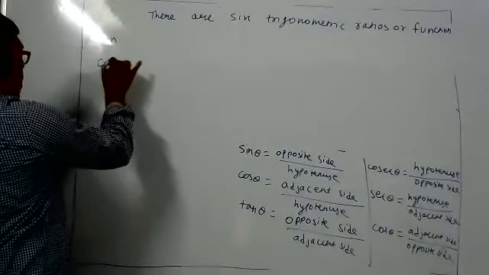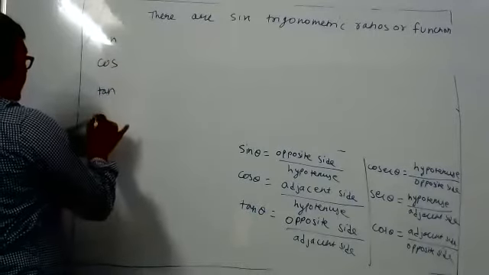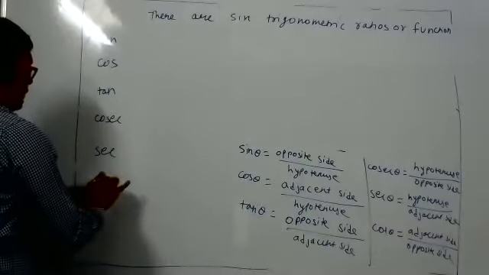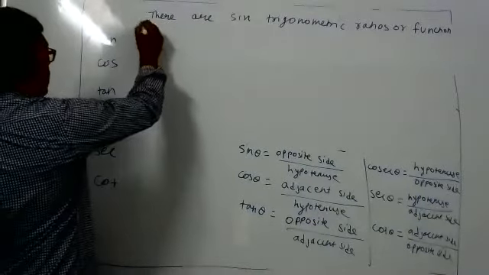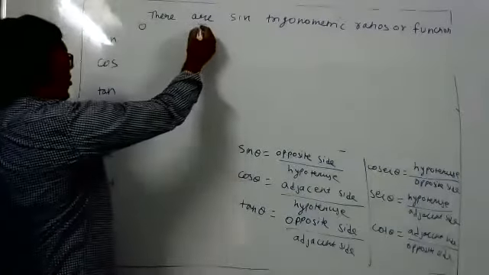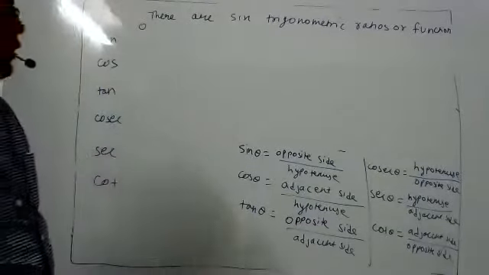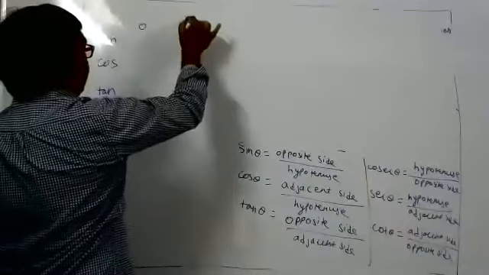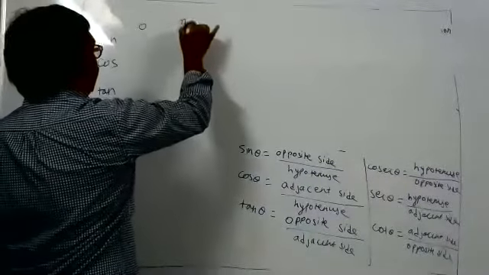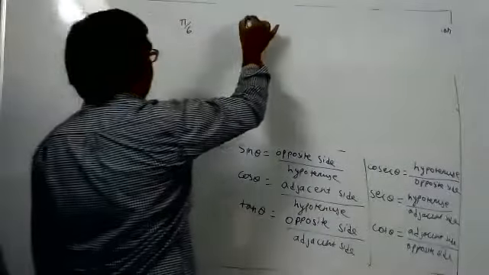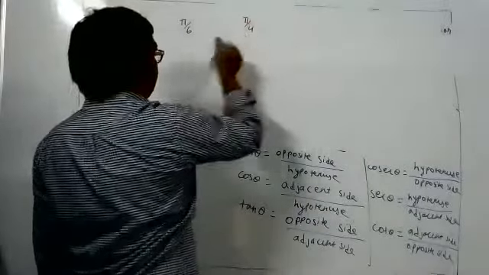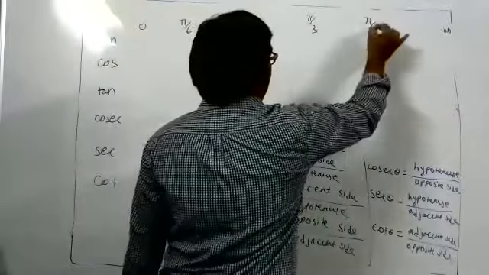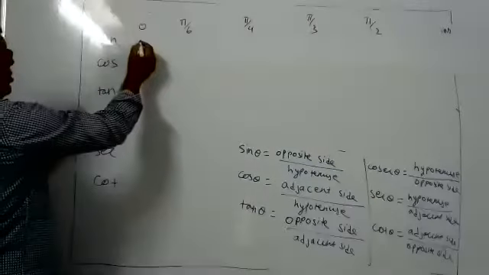Sine, cos, tan, cosecant, secant, cot. 0. Then which angle will come? 30. For 30, which radian? Pi by 6. Then 45, how much radian? Pi by 4. 60 is pi by 3, 90 is pi by 2.